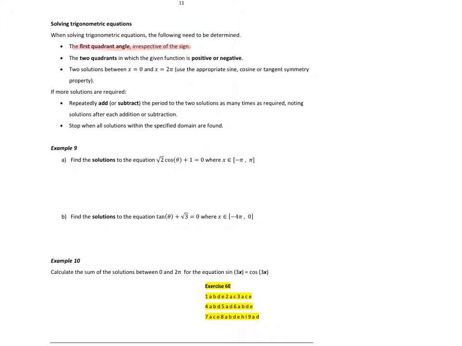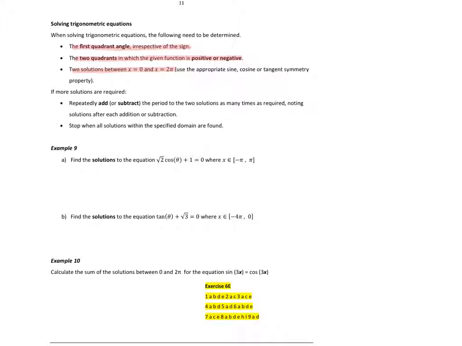So once you've got the angle that we're dealing with, you've got to then go to the two quadrants where our function is either positive or negative. And that's when we take into account whether we're solving for negative a half or positive root 3 on 2. Then we get those two solutions between 0 and 2 pi using our symmetry properties, and then we add and subtract. Okay, you can either do it adding and subtracting the period or adding and subtracting 2 pi to work out all your answers.